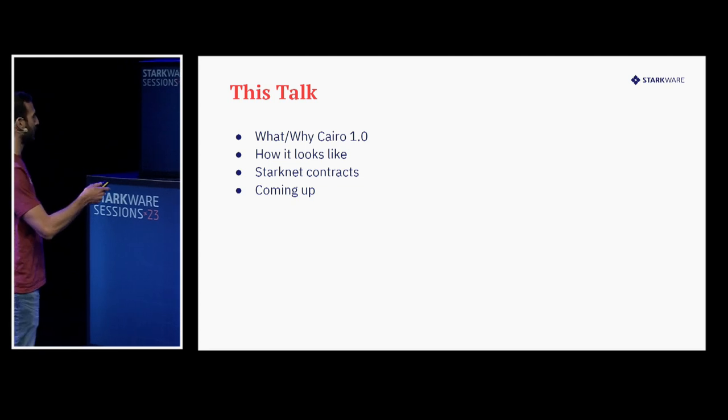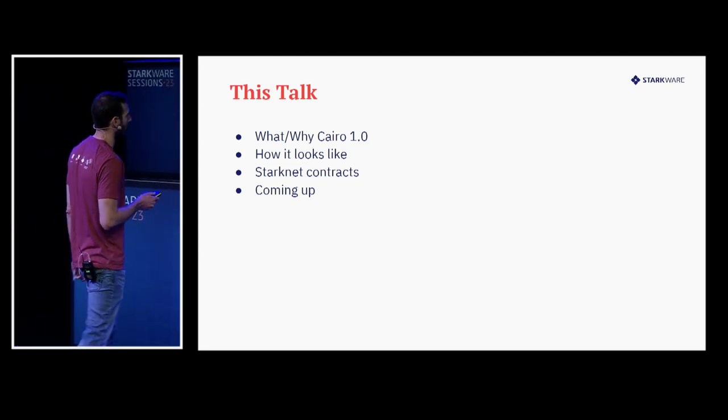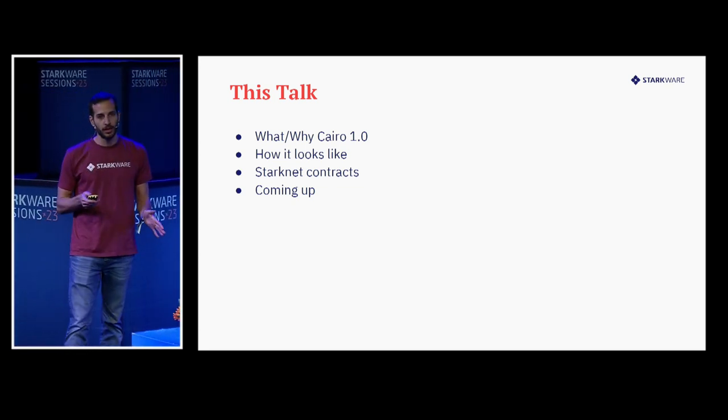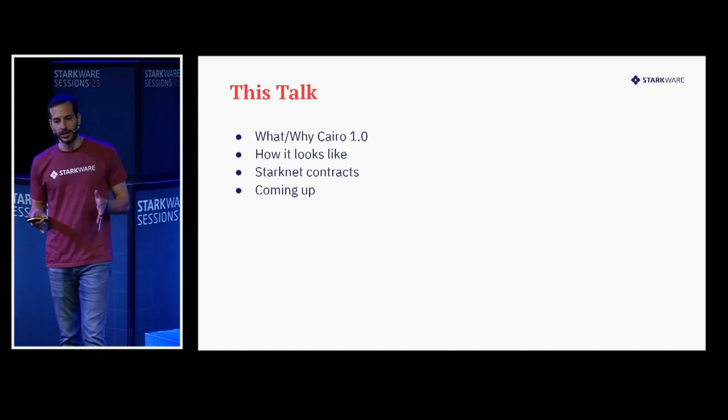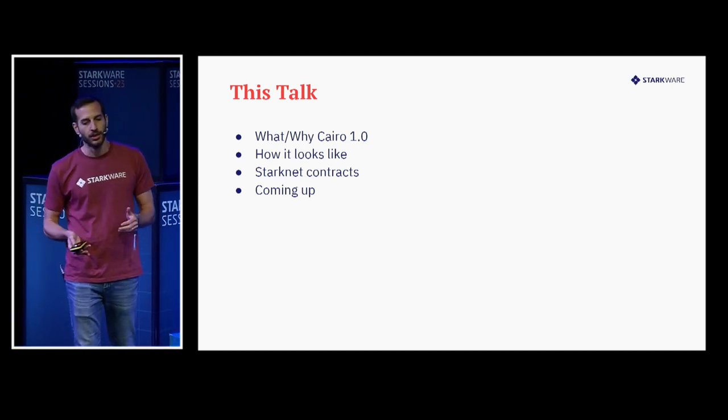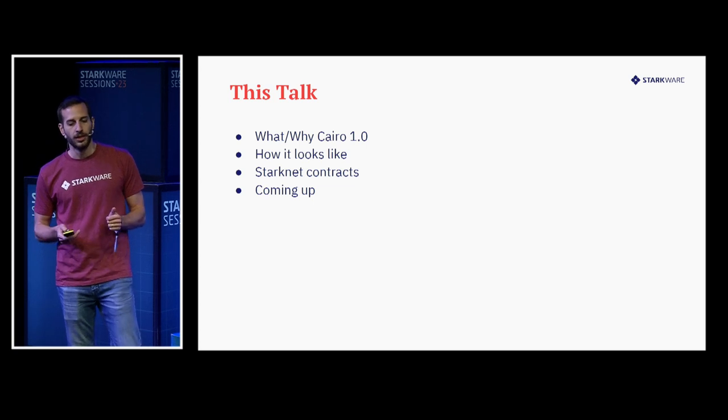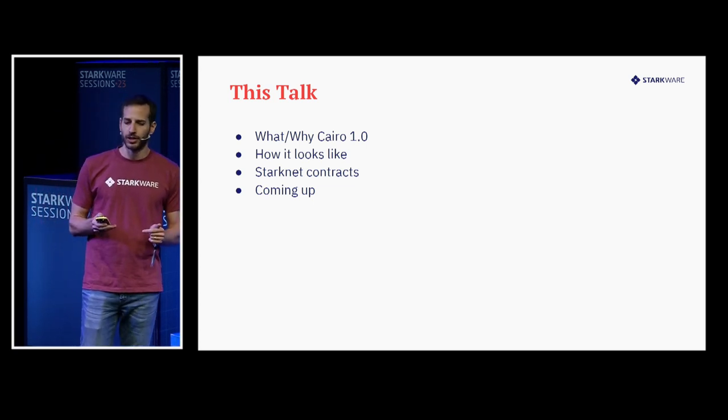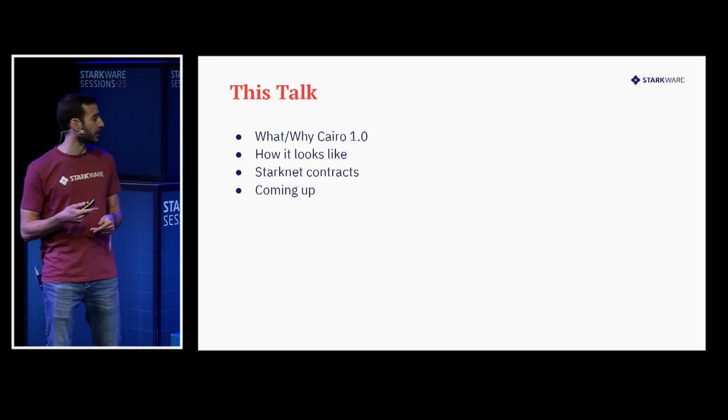Okay, so this is what I'm going to talk about today. A little bit about what Cairo 1 is and why, then how it looks like, a bit about StarkNet contracts, and what we are expecting in the soon future.